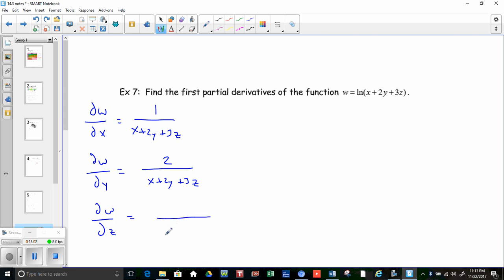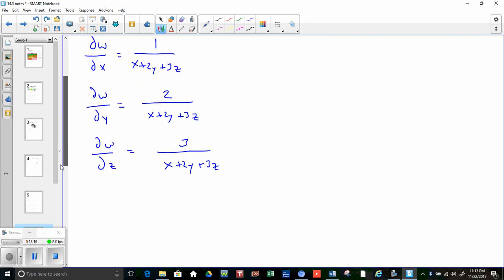And then the derivative of w with respect to z only, same idea, it's going to be 1 over the argument times the derivative of the argument. The derivative here is 3 of the z part, so there you go. There are your 3 partial derivatives because you had 3 independent variables.